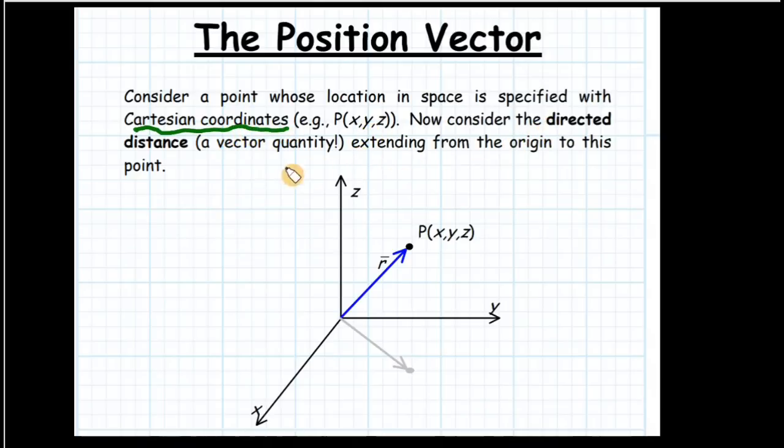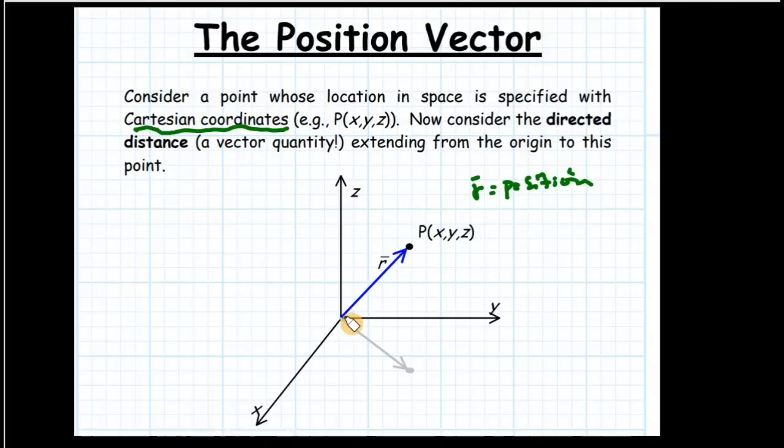Now consider the directed distance. This directed distance is a vector quantity. It extends from the origin to this point. So this is what is called the position vector. This position vector can be expressed in 2 dimensions as well, as we shall see in the later part of the video.